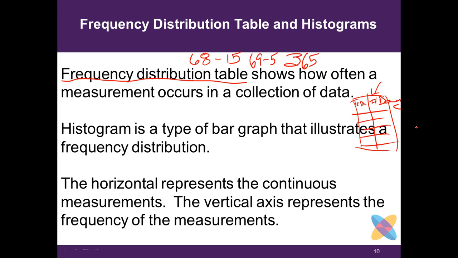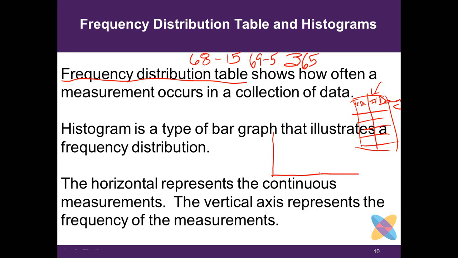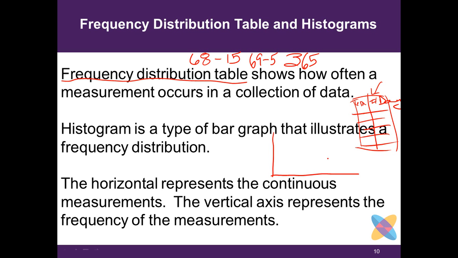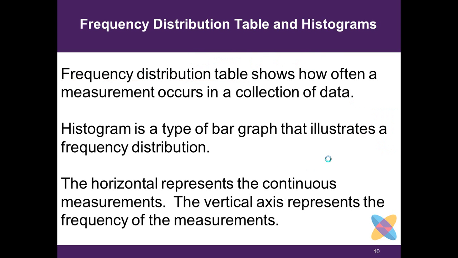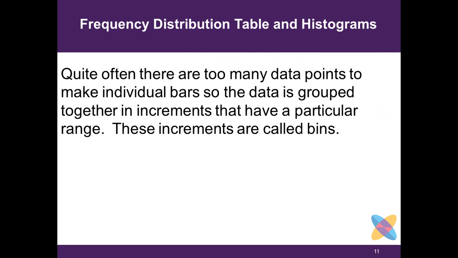Once you do that, then you would go ahead and make a histogram, and on that histogram, you may want to group your temperatures into values of 10. And so when you do that, you make something called a bin. When there are too many data points to make individual bars, the data is grouped together in increments in a particular range. Those increments are called bins.